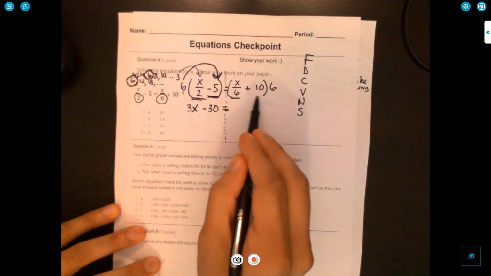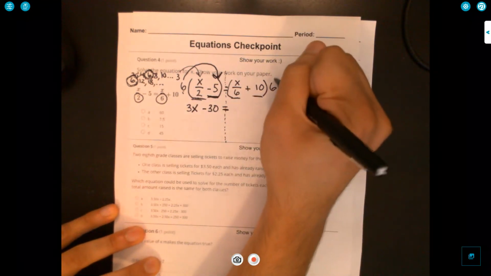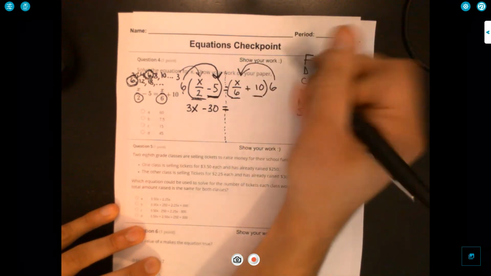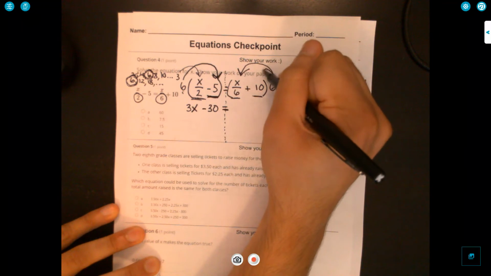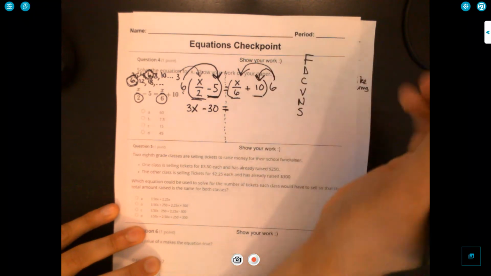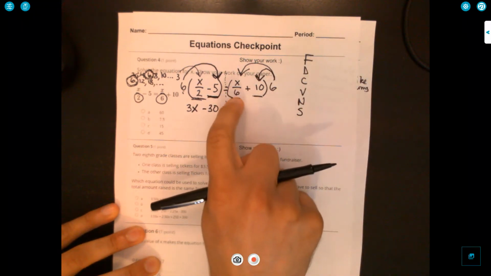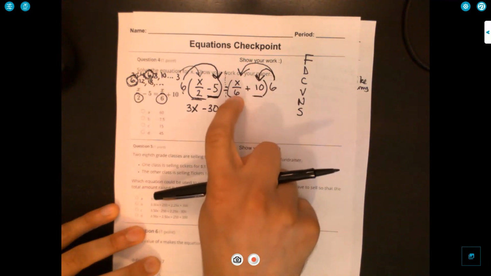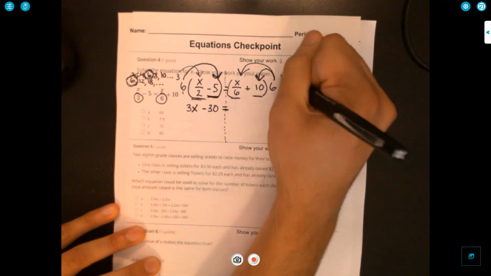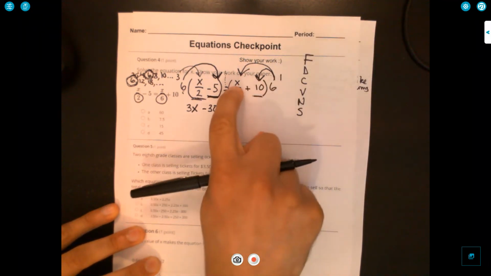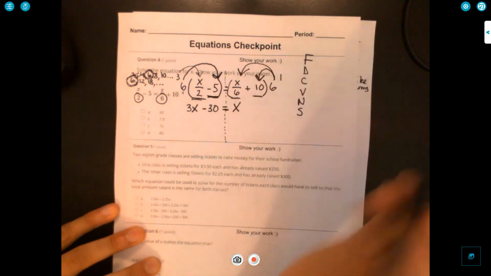Again, we have 2 terms. So this 6 is going to get distributed to this term, and the 6 is also going to get distributed to this term right here. So starting with this term, 6 divided by 6, or 6 goes into 6 one time, and then 1 times 1x is just x.